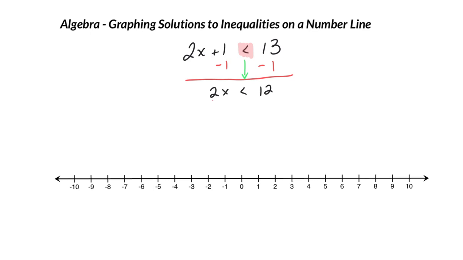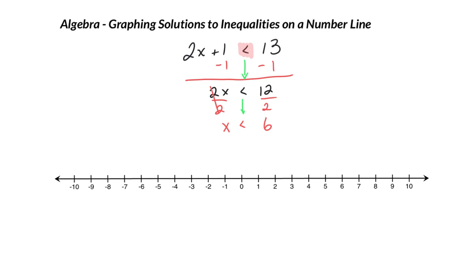Then, like always, we're going to divide both sides by 2. So I have x is less than 6. Again, this just dropped down like that. So now we don't have just that 6. We've got all of the x's that are less than 6.